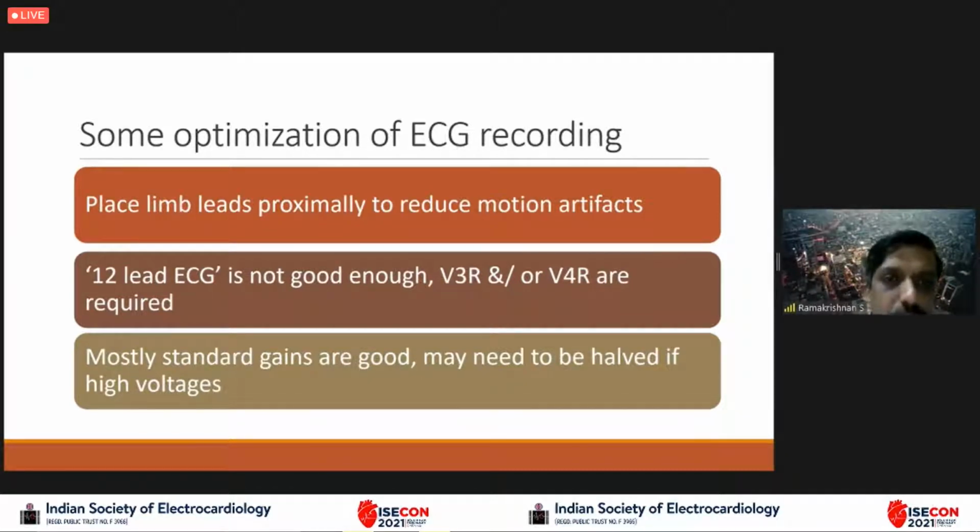So we should place limb leads approximately to avoid motion artifacts in some children. And a 12 lead ECG may not be good enough. Most of us who practice congenital heart disease routinely get V3R and V4R in all patients, mainly infants presenting with congenital heart disease. Mostly the standard gains are good, but we may have to halve the voltages if required.